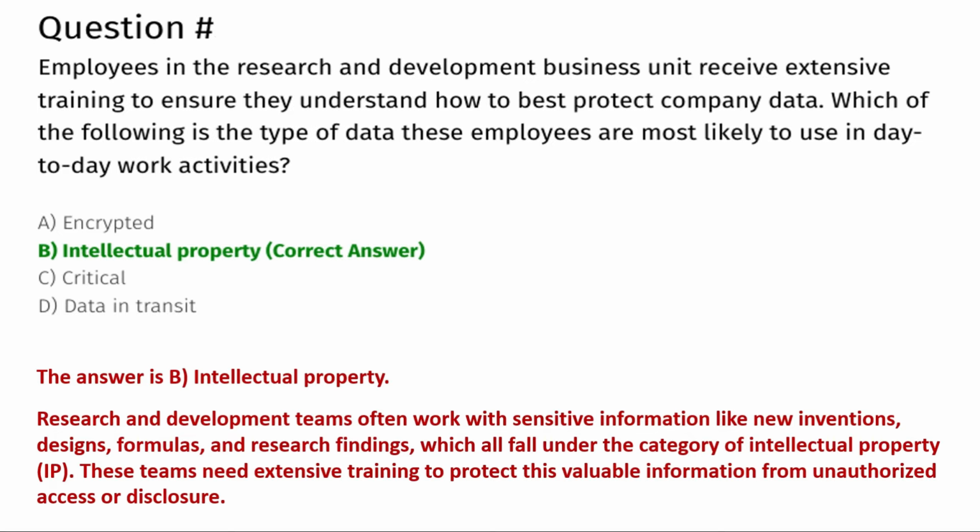The research and development teams often work with sensitive information like new inventions, designs, formulas, and research findings, which all fall under the category of intellectual property, IP. These teams need extensive training to protect this valuable information from unauthorized access or disclosure. And that's why the correct answer for this question is option B, intellectual property. So let's move to the next question.